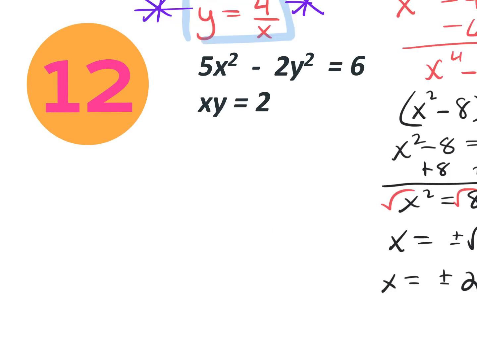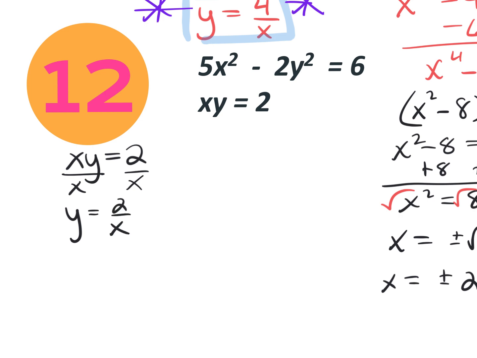Okay, so for number 12, I'm going to take the second equation, because it doesn't have an exponent, and I'm going to solve it for y. And I'm going to do substitution on this one. So I'm going to take my second equation, x times y equals 2, and solve it for y. I'm going to divide both sides by x, and y is equal to 2 over x.